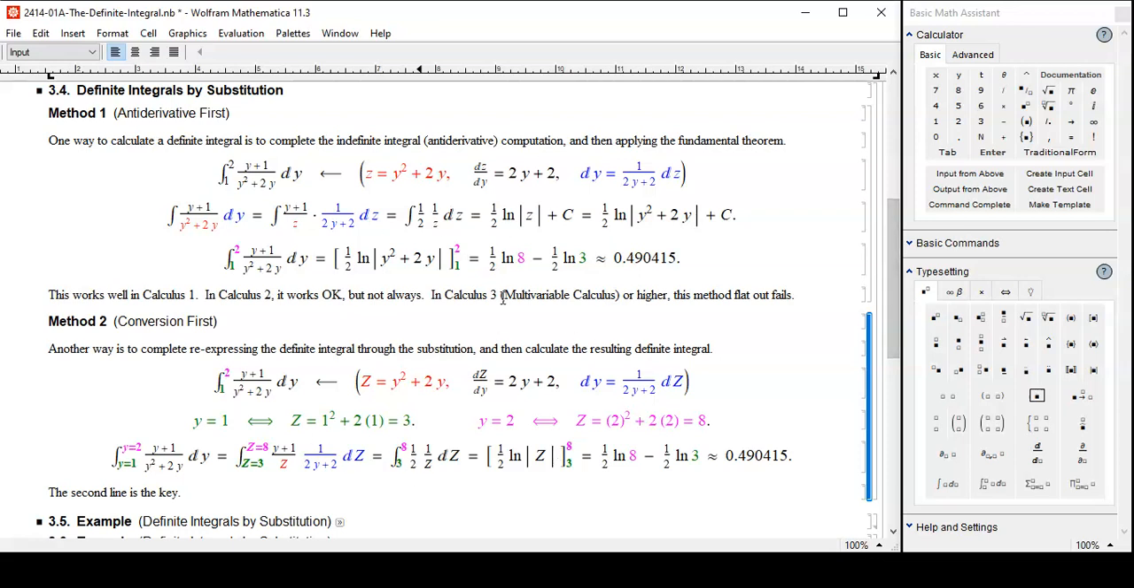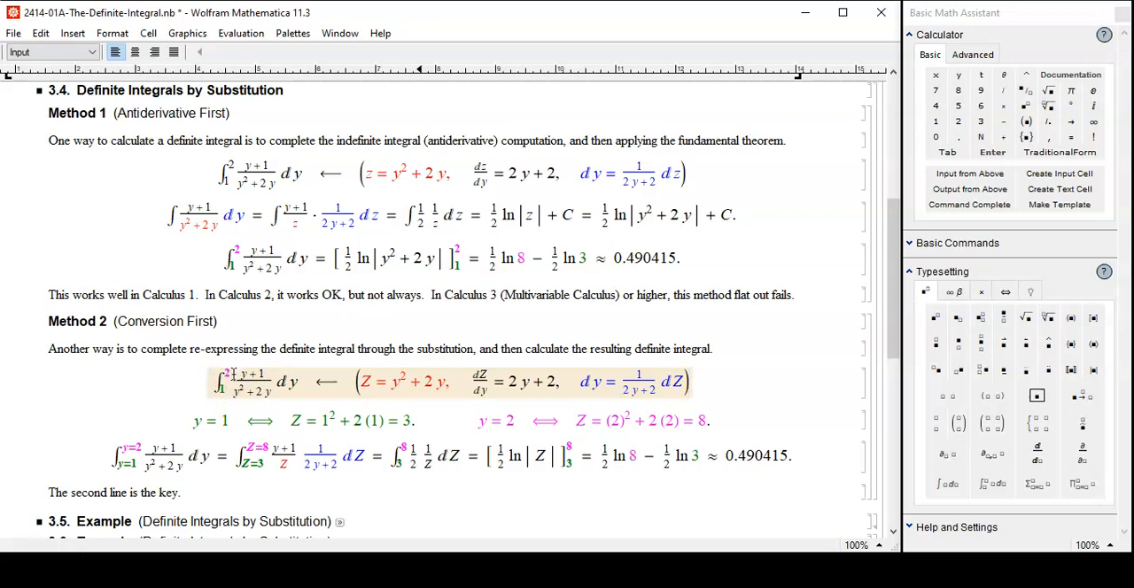I'll do it in a more general way that will work every single time. And then the same method can be applied over to Calculus 3 after some extension. Here's how you do that. Substitution is the same. And then we substitute these numbers as well.